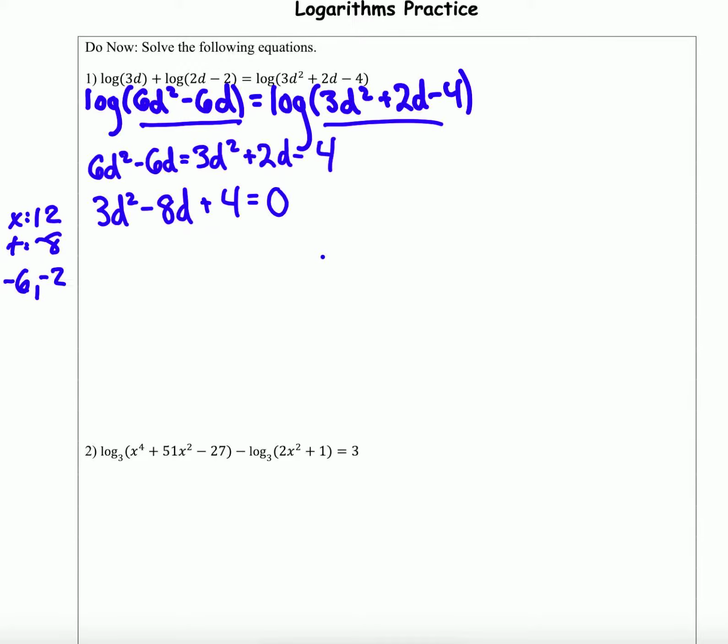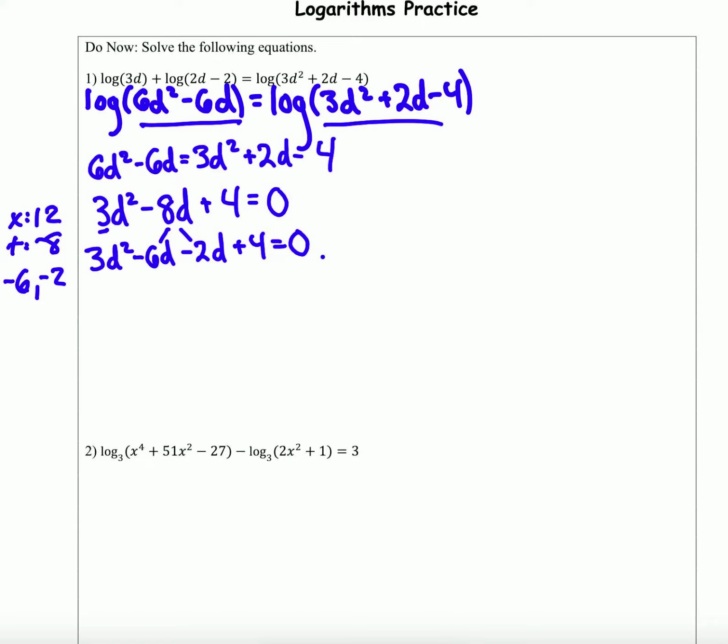So I'm going to split up that negative 8d, and we have to do it this way. Some of you guys might factor a different way when the lead coefficient's 1. In this case, the lead coefficient is greater than 1, so we have to do the AC method. So I'm going to split it up. This would be 3d squared, now I'm going to split that minus 8d into our 2 numbers, minus 6d minus 2d plus 4 equals 0.